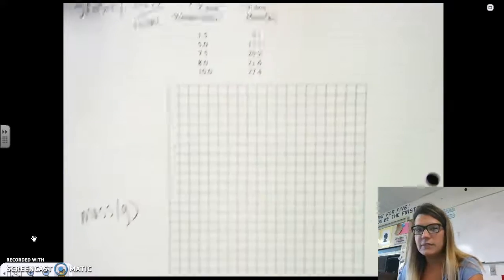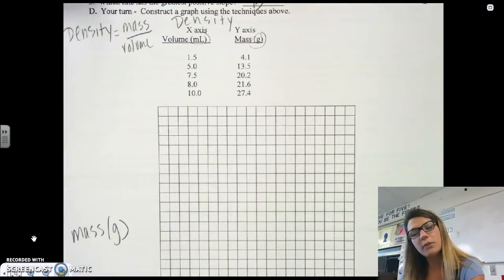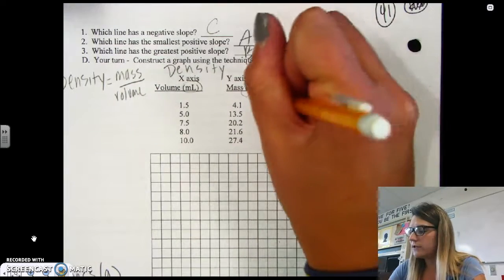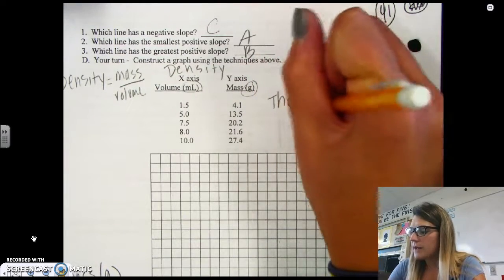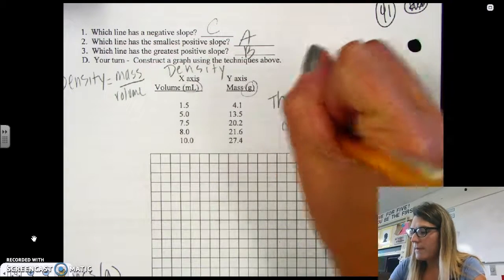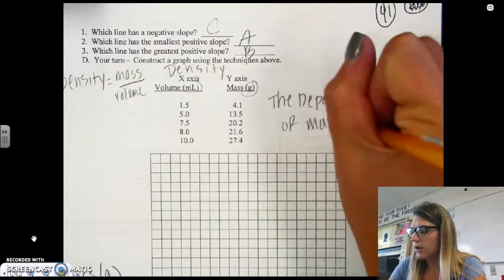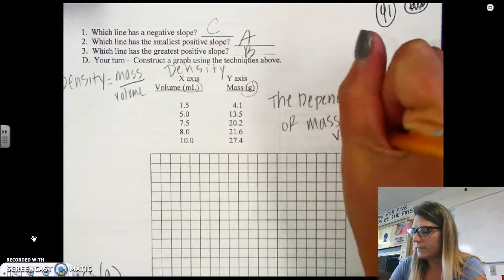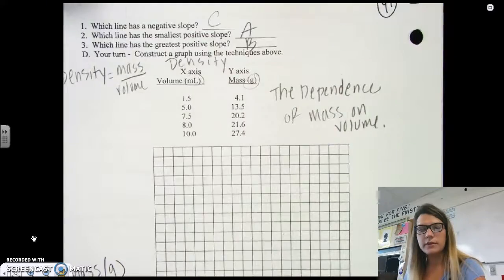All right, next thing, we need to put a title. Now you need to remember that we always say the dependence of the dependent variable on the independent variable. So the title of this graph will be the dependence of mass on volume.